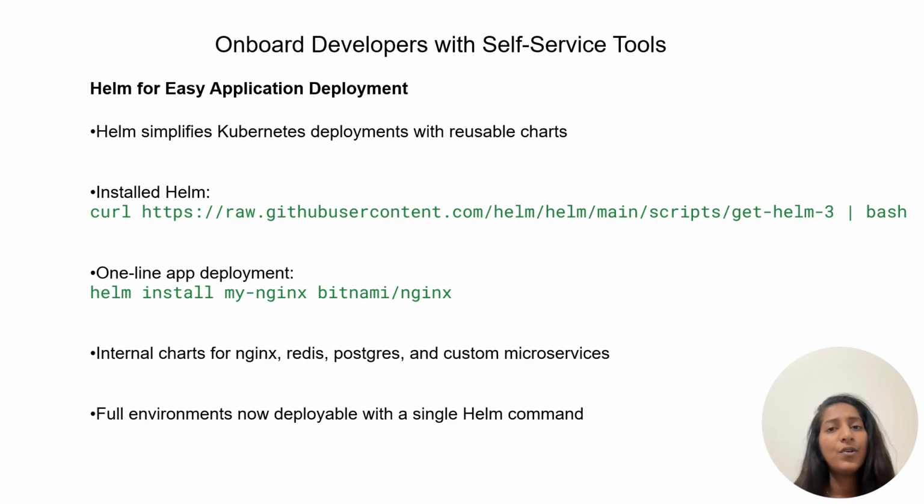Hi, I'll walk you through how we streamlined developer onboarding at Booking.com using self-service tools. First, with Helm, developers can now deploy entire applications in seconds using reusable charts. We provided internal templates for key services like Nginx, Redis, and Postgres, and even for custom microservices. This eliminates manual YAML and encourages standardization.